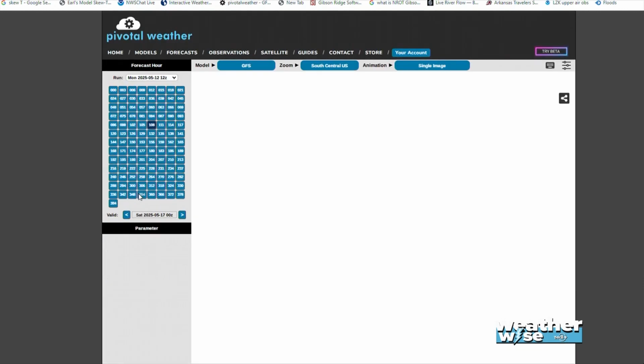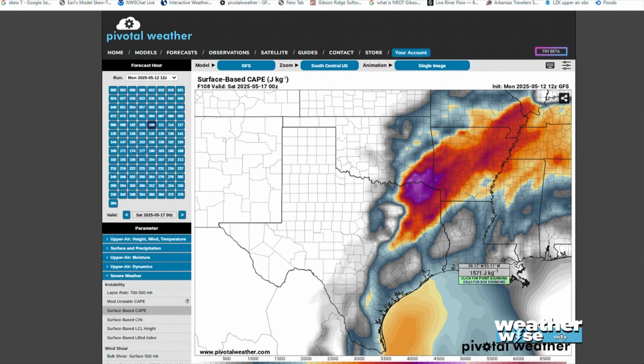So here is the surface-based CAPE, and this is Saturday, 0Z, so this is 8 o'clock Friday evening, and we have quite a bit of CAPE. You've got numbers like that showing up, 3,000. That's some big-time CAPE to work with. So these are going to be some really tall storms if they do initiate.